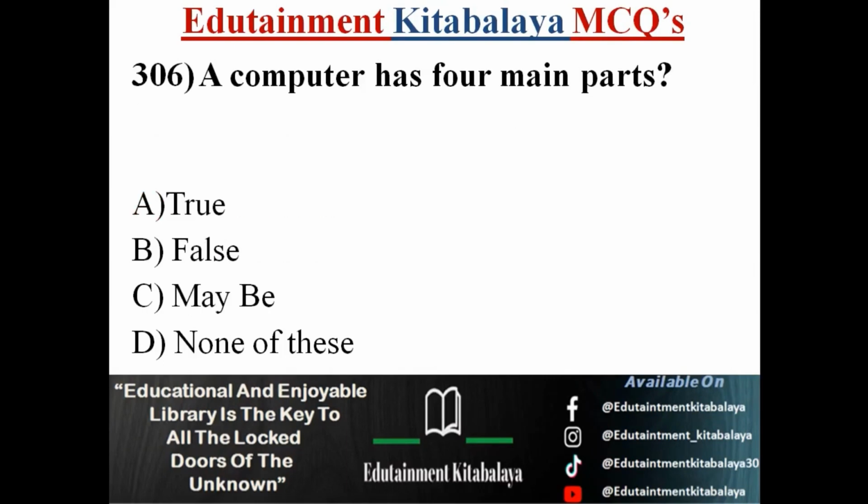Question number 306. A computer has four main parts? A. True. B. False. C. Maybe. D. None of these. Correct answer is A. True.